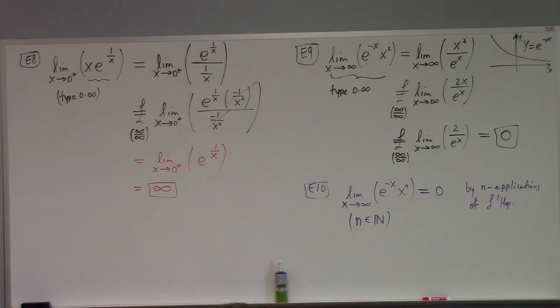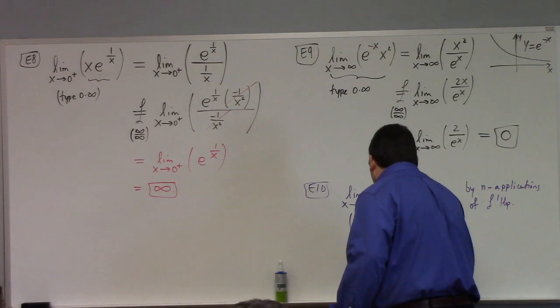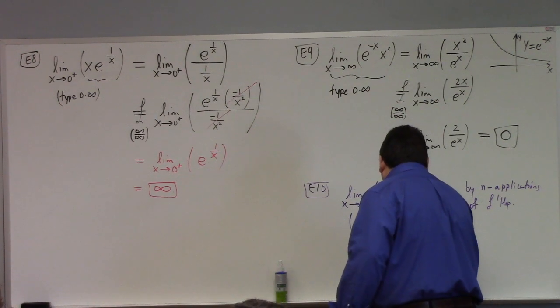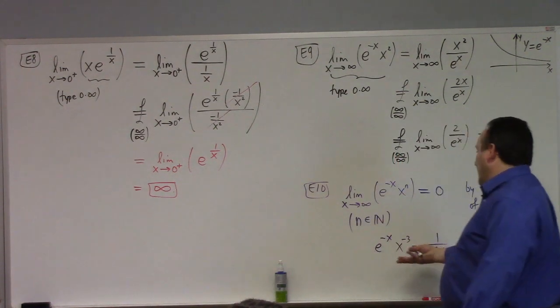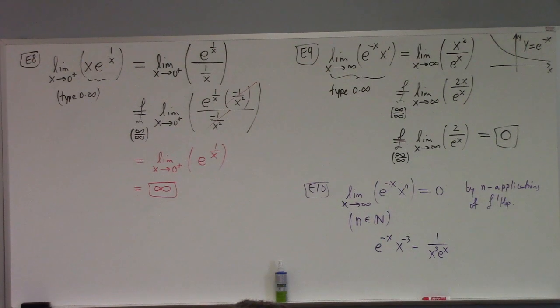Or would it? That might still be true, actually. I think if n is negative, it's just automatic. It's just clearly 0 without L'Hopital's rule. If n was negative, say e to the minus x times x to the minus 3, that would just be 1 over x cubed times e to the x, right? So if n is negative, I don't even need L'Hopital's rule. It's just manifestly clear that that's 0. And if n is equal to 0, it's just the limit as x goes to infinity of e to the minus x. So actually for any integer n, this limit's 0. You could work it out.